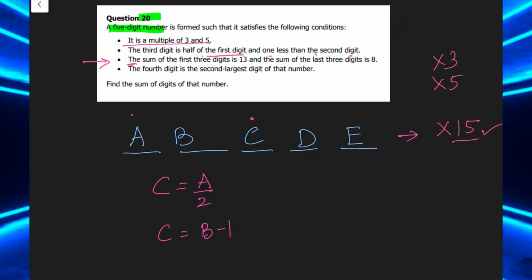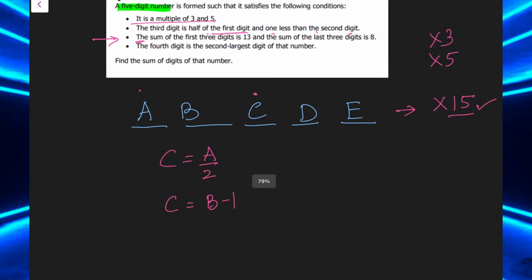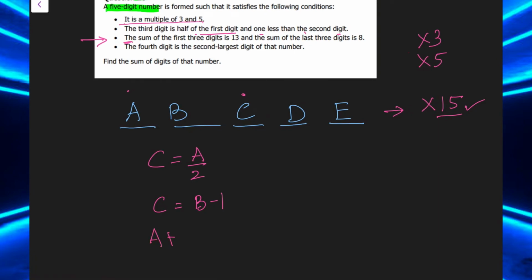Now let's look at this condition here. The sum of the first 3 digits is 13. Now it's A plus B plus C is 13. Now we do have the last 2 digits as well, but I have 3 variables and 3 equations. So first let's solve A, B, C. Going back, we have all these equations. C is the most common one, so let's keep C and change A and B in terms of C.